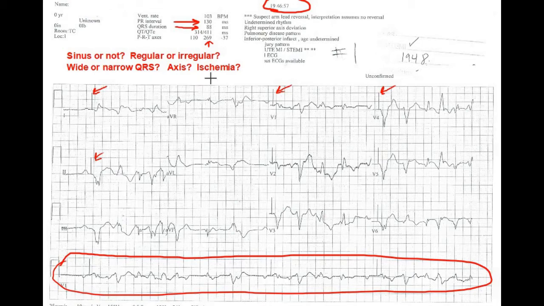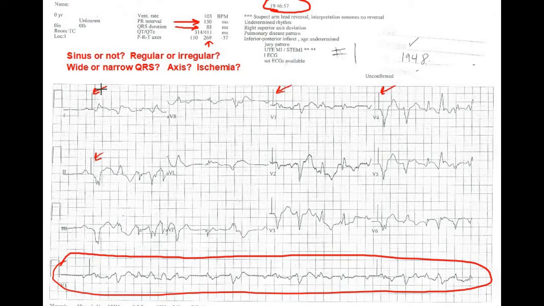And the last item is, are there any signs of ischemia? Ischemia is ST elevation and ST depression and a couple other things. The ST elevation, STE, that's what the STEMI is: ST elevation myocardial infarction. So I'm looking for STEMI or no STEMI, and is there any ST depression? And in order to do this, I go lead by lead through the 12 leads.